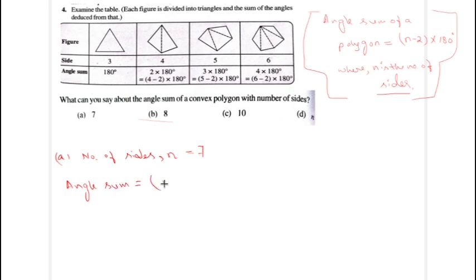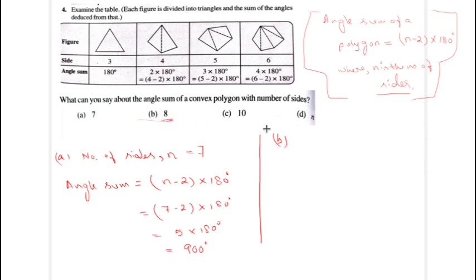Now angle sum equals, what is the formula? (n minus 2) multiplied by 180 degrees. So (7 minus 2) into 180 degrees. So 5 multiplied by 180 degrees. 5 multiplied by 180 degrees is what? 900 degrees.